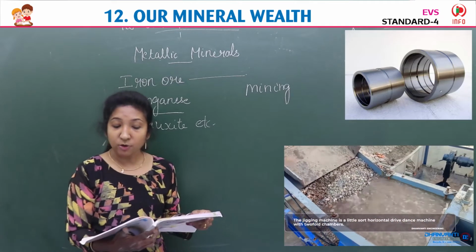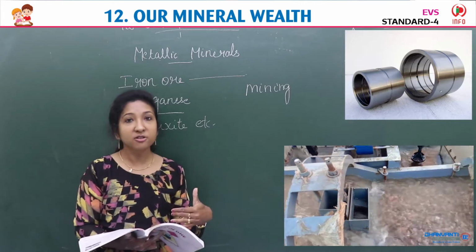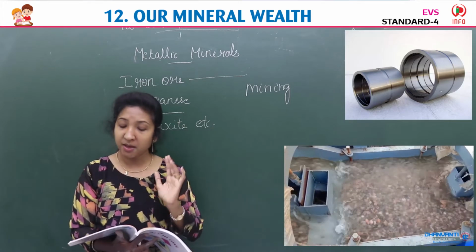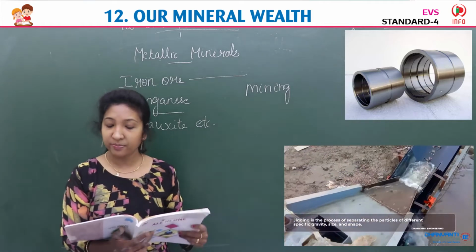India occupies the 4th position in the world in the production of manganese. Iron ore also India occupies 4th position. Same here, in manganese production also India occupies 4th place.